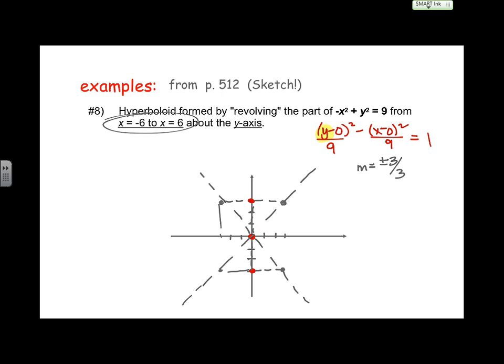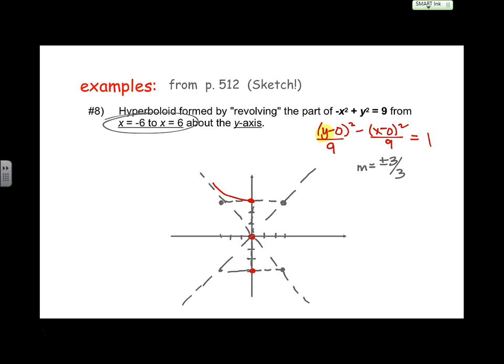Some people maybe learn to write the box. Going right 3, left 3, up 3, down 3, forming the box, and then connecting. That's how some people learn to make hyperbolas. It's actually drawing the box. You could just use the slope from the center. And then you could sketch.